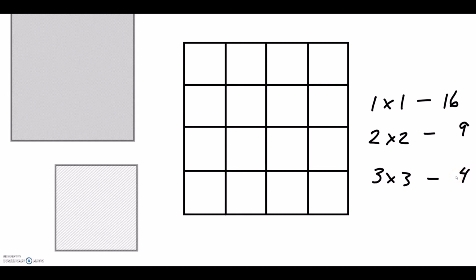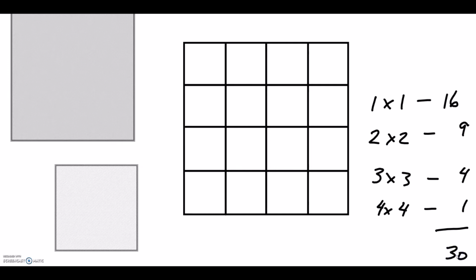And I don't have a 4 by 4 drawn on here, but we can see that for the 4 by 4, there's only going to be one, because we only have one big 4 by 4 square. So I'll put that down here at the bottom. 4 by 4, we only have one of them. So all together, 16 plus 9 plus 4 plus 1, 16 plus 9 is 25, plus 4 plus 1, that's going to be 30 squares total on our 4 by 4.